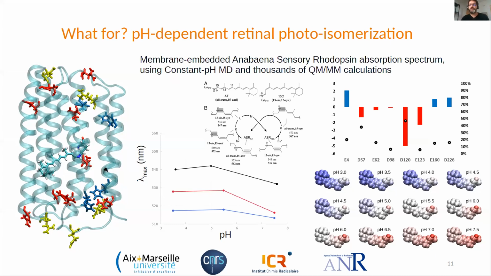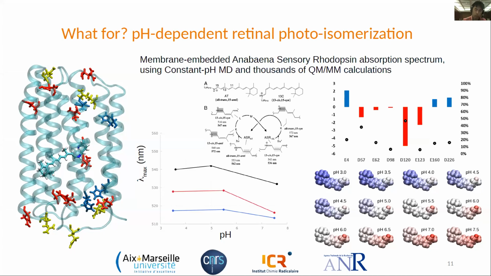And we were also able to understand how the change of pH was influencing the electronic structure properties of retinal, by just plotting how the electrostatic potential felt by retinal is changing with the pH, as you can see on the right side. You can see here that, for instance, going from pH 3 to pH 7, the electrostatic potential felt by the beta-ionone ring is changing a lot from a positive value to a slightly negative one.